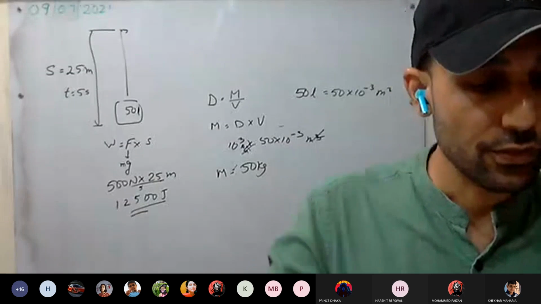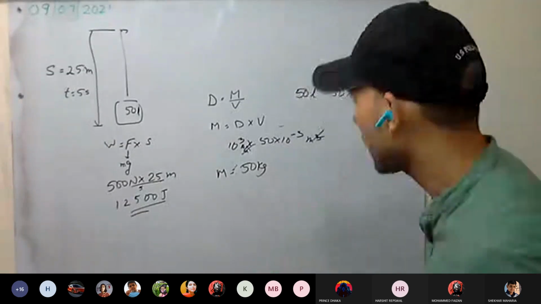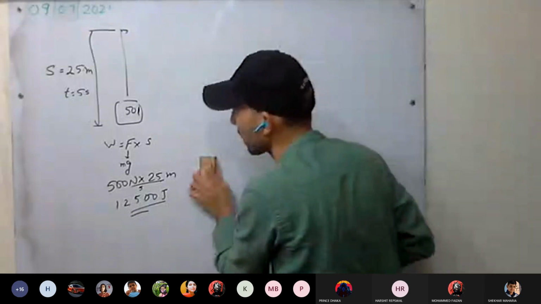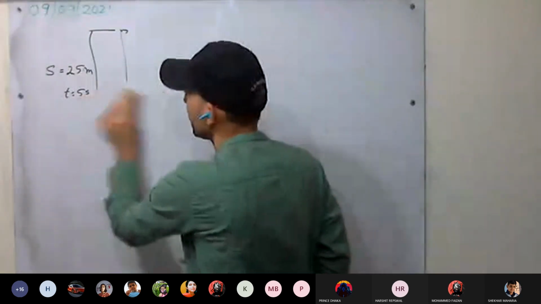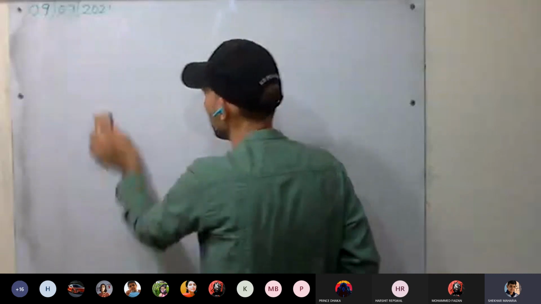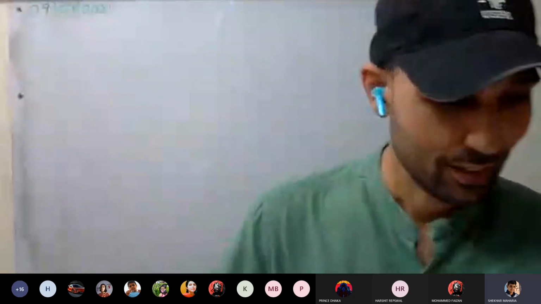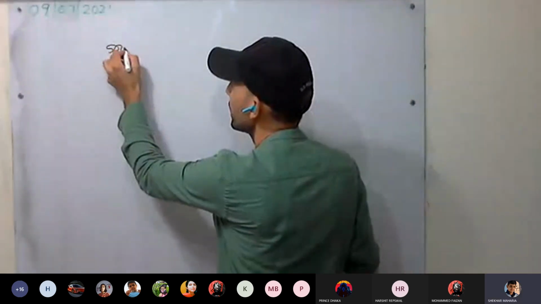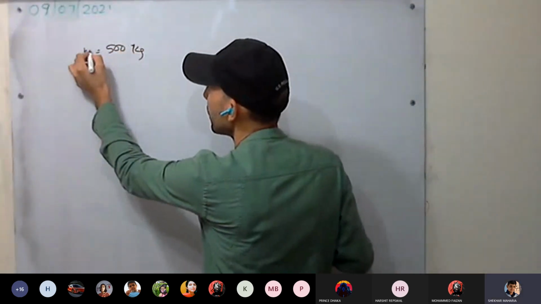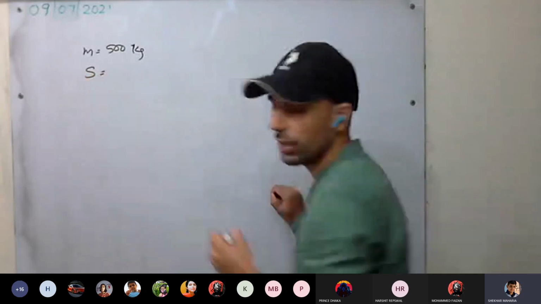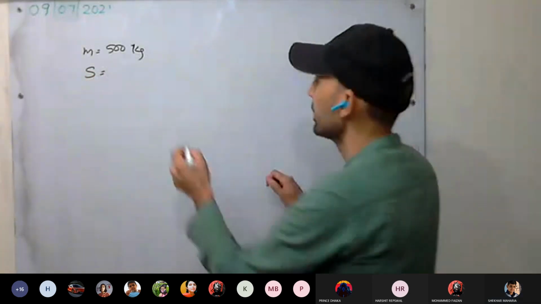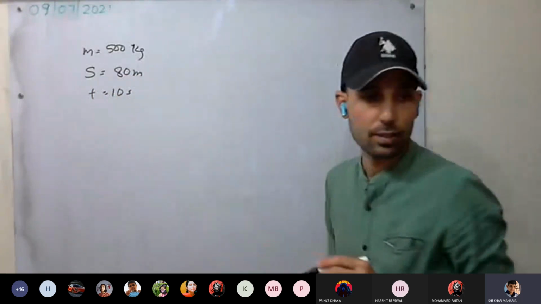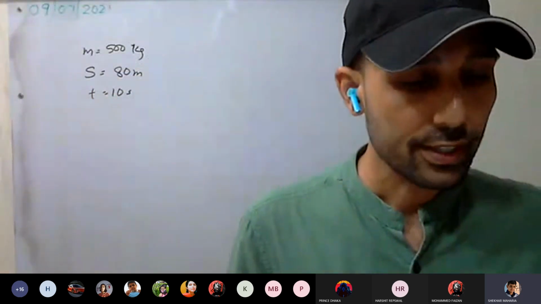A pump is used to lift 500 kg of water. This time we have 500 kg of water. Mass is given to us, so we can calculate the force. Height is also given, time is also given. All are given, then what to calculate? Work done by the pump. 500 kg is the mass, and displacement is given as 80 meters. The time given is 10 seconds.